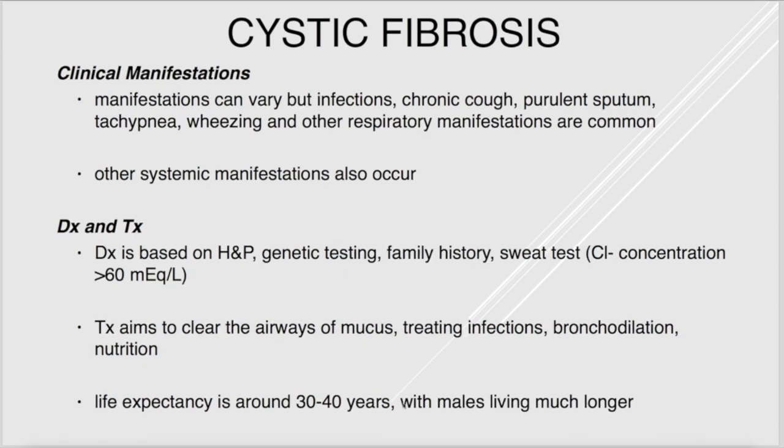Clinical manifestations: cough, purulent sputum, especially if infection is present, increased respiratory rate, wheezing, clubbing of the fingers, and then there are other systemic manifestations, but we're going to focus on the lungs. So as far as diagnosis and treatment, H&P and genetic testing. Again, this is autosomal recessive, so the parents either have to be affected or they have to be carriers for this.